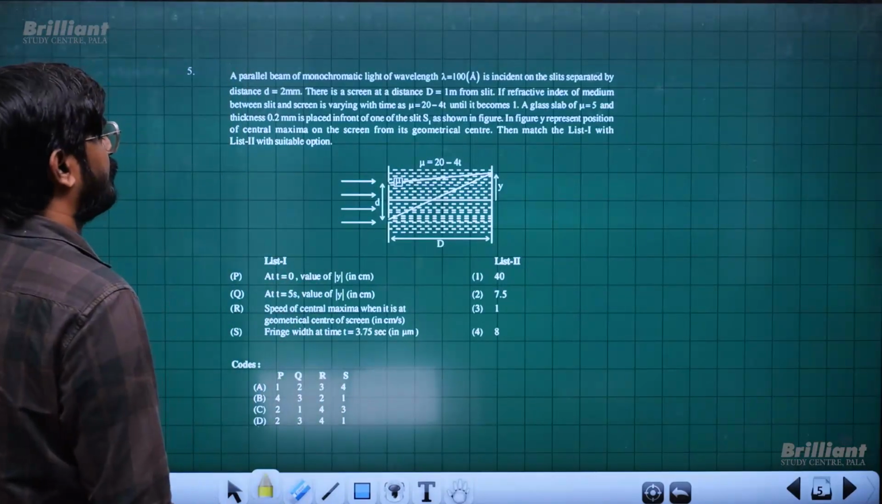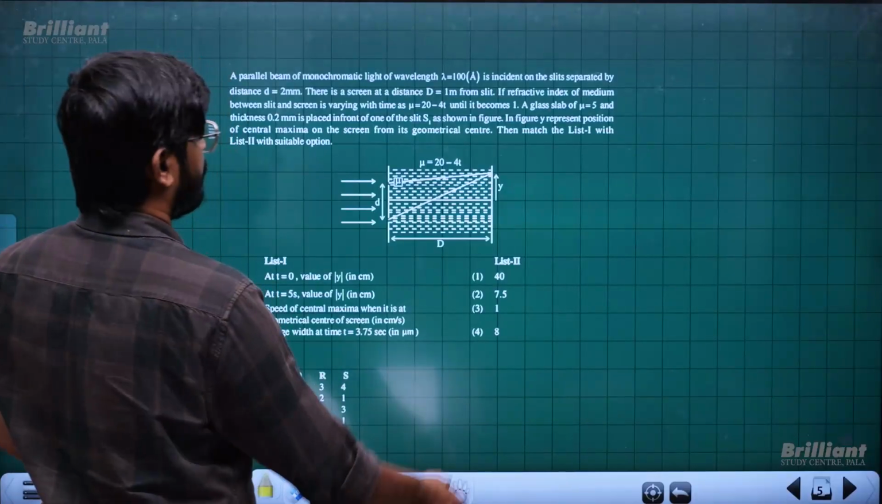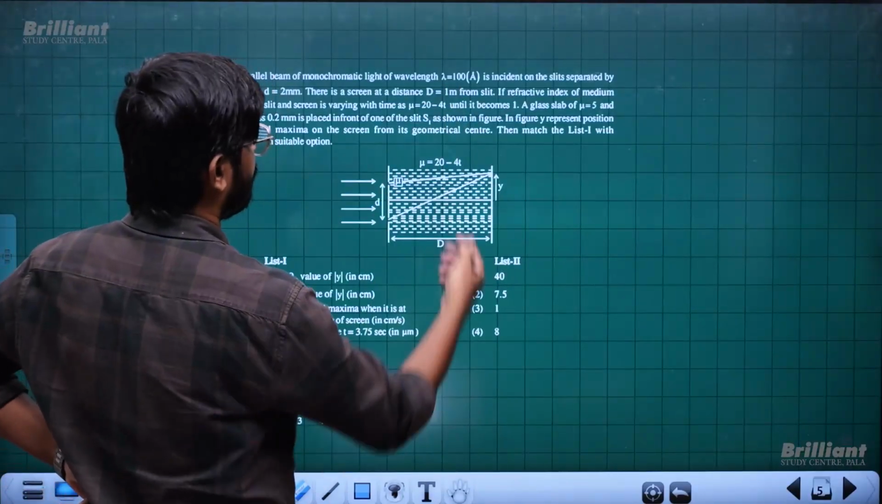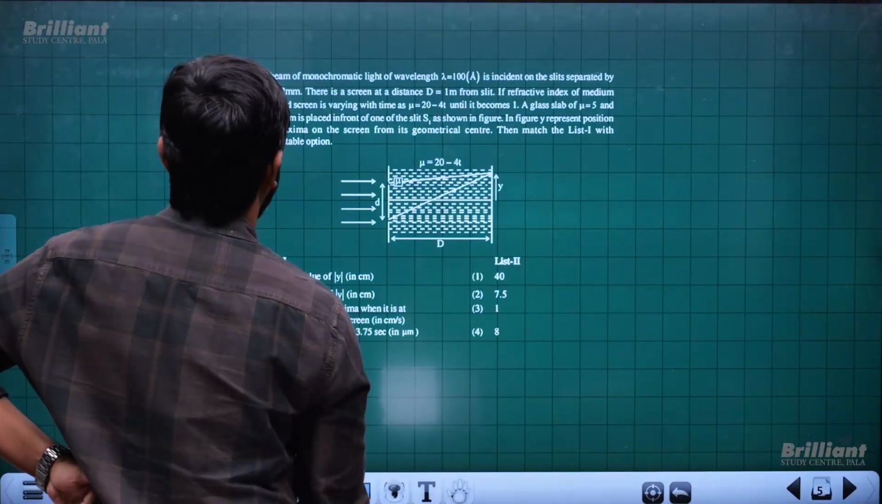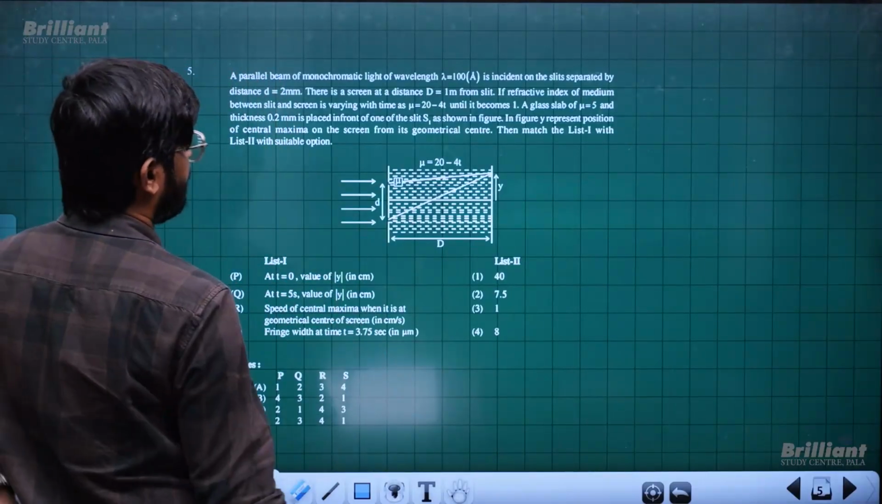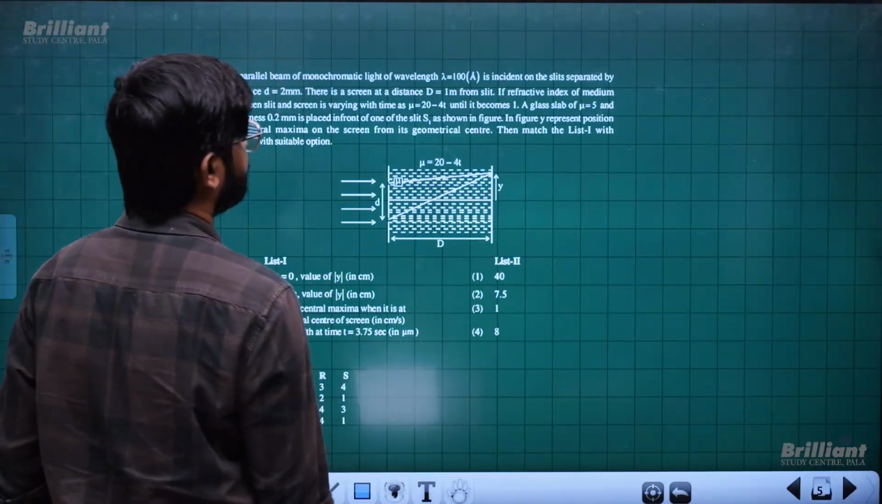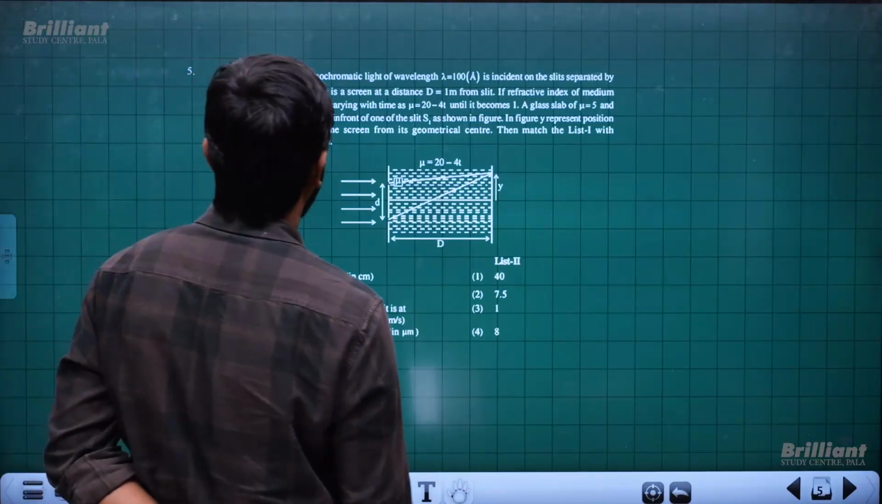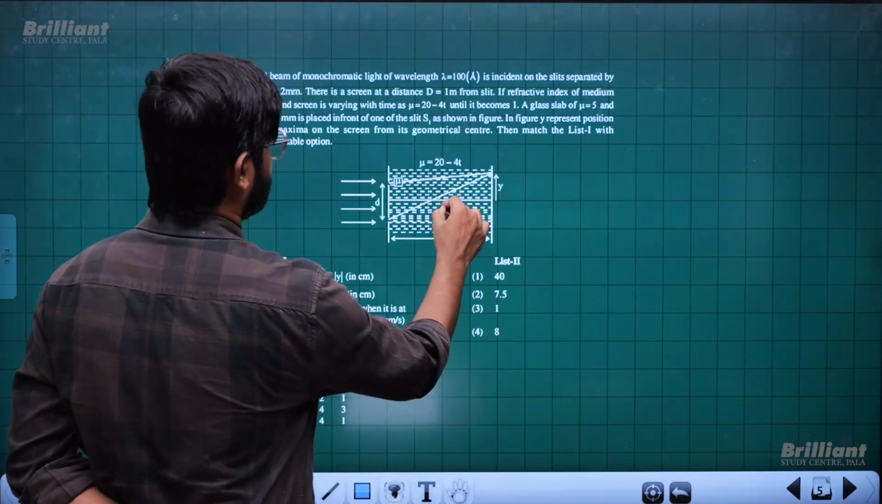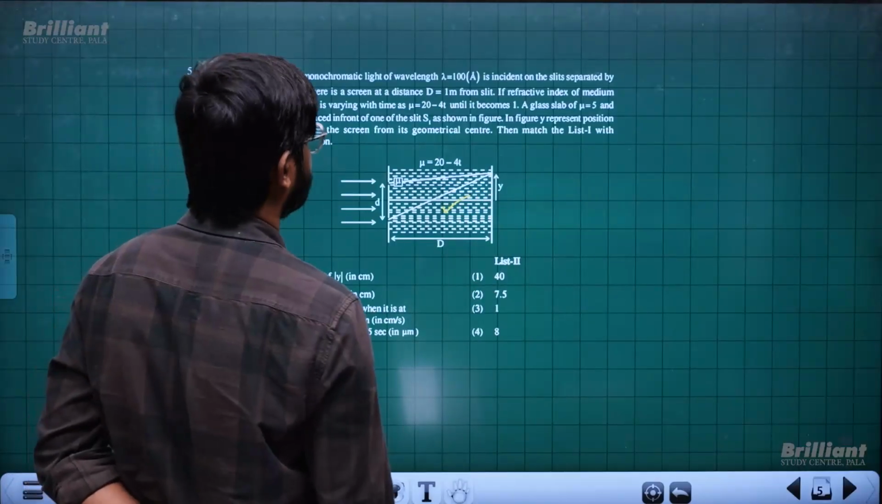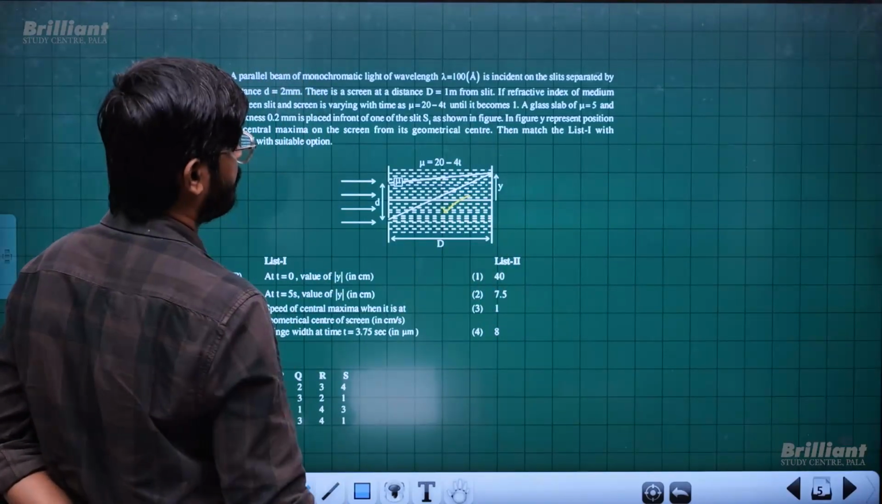A parallel beam of monochromatic light of wavelength lambda, in air, is incident on slits separated by a distance of 2 mm. There is a screen at a large distance of 1 meter. The refractive index of the medium between the slits and the screen is varying with time, until it becomes 1.